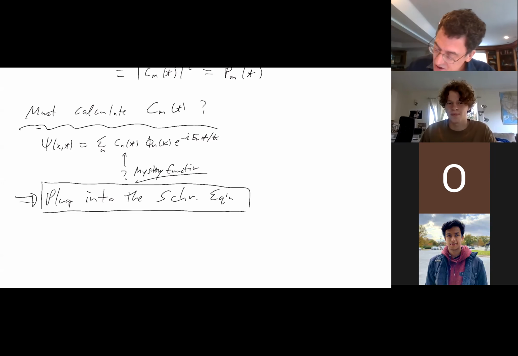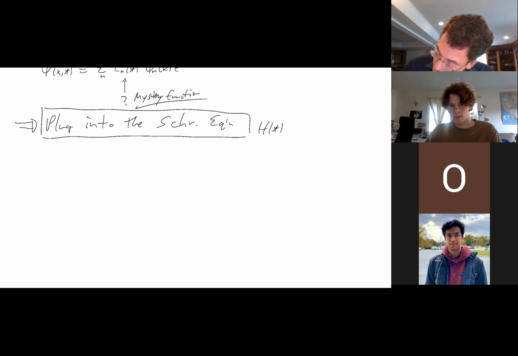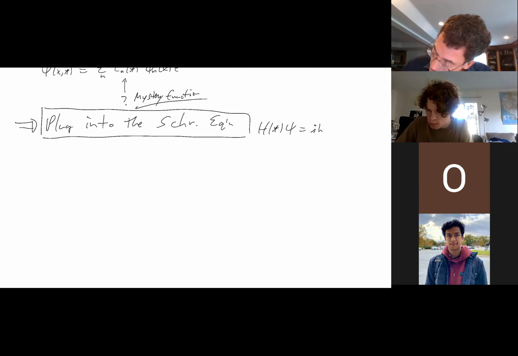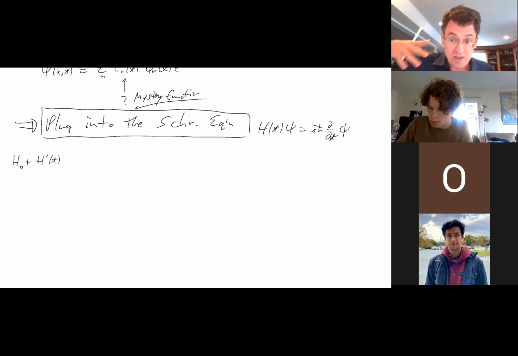Okay, so let's plug this into the Schrodinger equation. The Schrodinger equation is H of t psi is equal to i h bar d dt psi. Let's plug into that formula. H is H naught plus H prime of t, and we know what H prime is. That's that electromagnetic wave thing that I derived. So we know that, and now we've got to plug in psi.